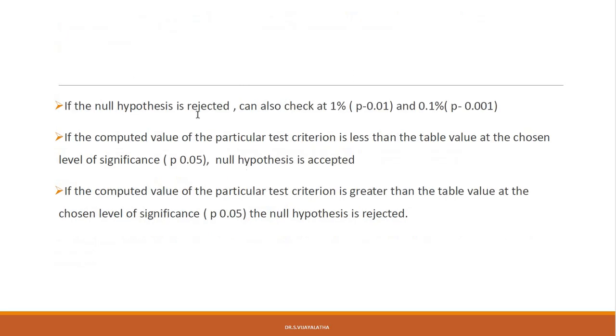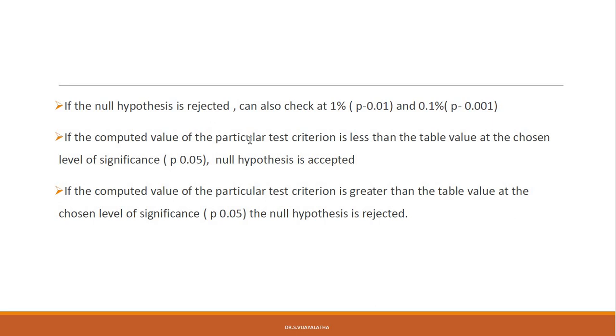If the null hypothesis is rejected, that means your p is less than 0.05. We can also check if p is less than 0.01. If it is so, we are rejecting the null hypothesis at 99% confidence level. And if the observed p value is found to be also less than p.001, then we are 99.9% sure about our rejecting the null hypothesis.